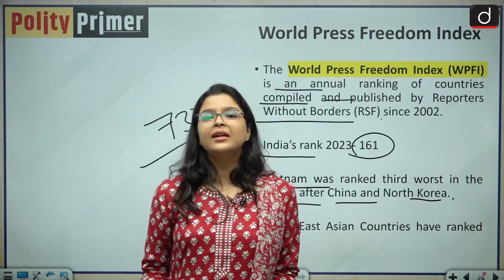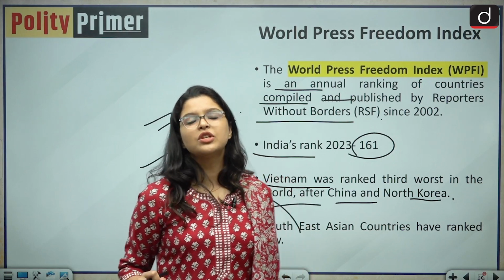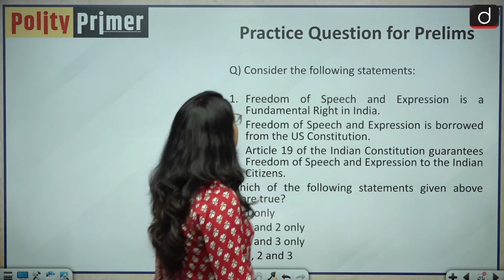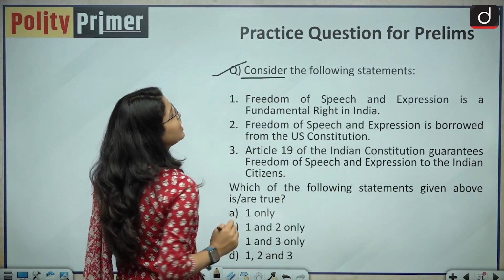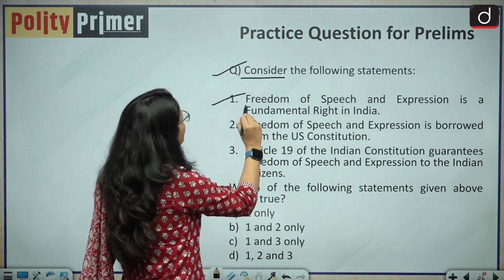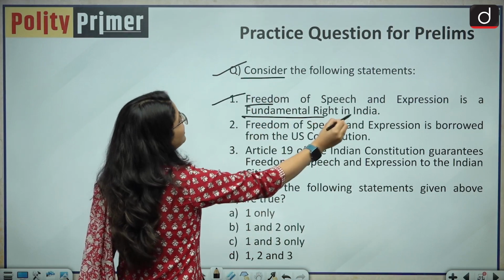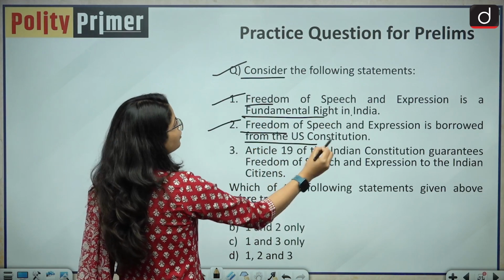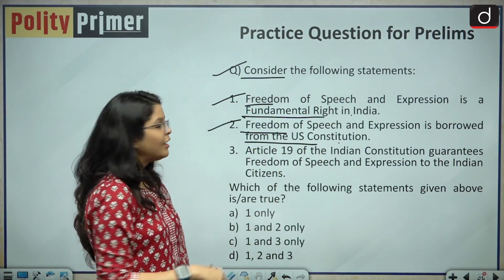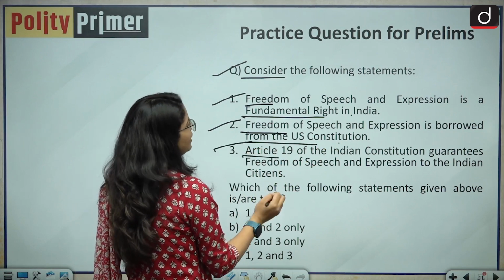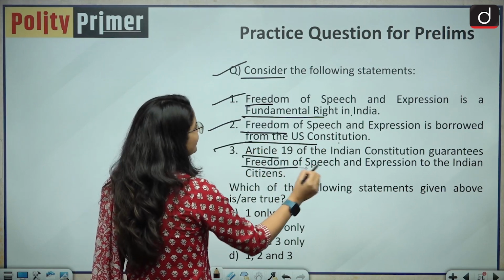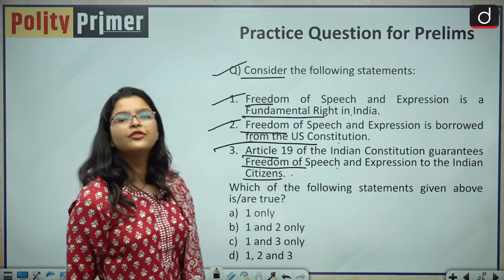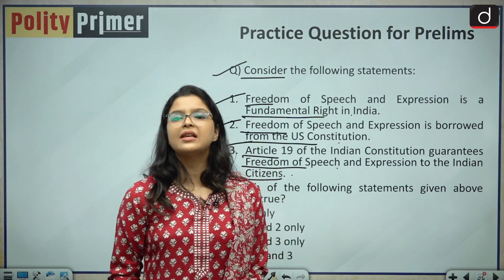Now let us analyze a practice question for your prelims examination. So your question is, consider the following statements. Your statement number 1 is, freedom of speech and expression is a fundamental right in India. Your statement number 2 is, freedom of speech and expression is borrowed from the US Constitution. And your statement number 3 is, Article 19 of the Indian Constitution guarantees freedom of speech and expression to the Indian citizens. Which of the following statements given above are correct?